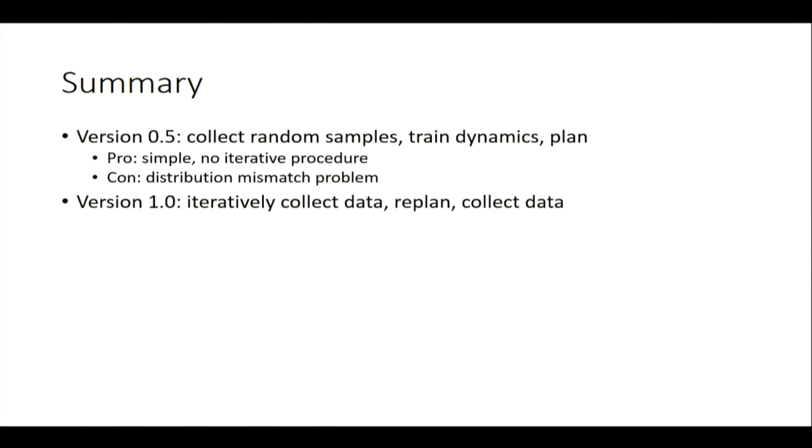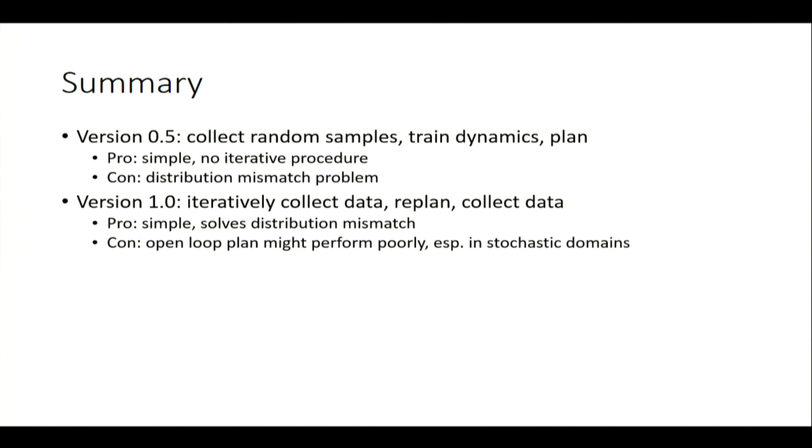So that leads us to version 1.0, which is sort of the first example of a standard, reasonably effective model-based RL method, which is that you iteratively collect your data, replan, and then collect more data. The advantage of this is that it's simple and it solves the distribution mismatch problem. The disadvantage is that the open loop plan, so open loop means that you plan your actions and then you just execute them blindly without correction, might perform poorly, especially in stochastic domains, where you can't perfectly predict your state. You can only predict it up to a distribution.